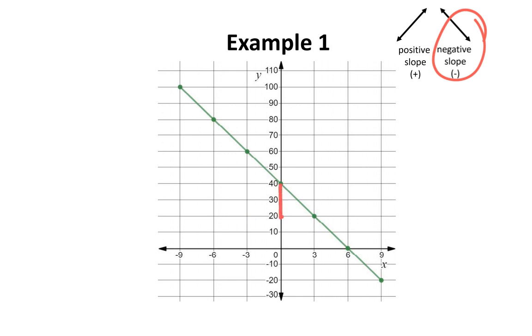I'm going to draw my triangle over here. The rise would be the height of the triangle, while the run would be the base of the triangle. The rise occurs between the numbers 20 and 40, which means the rise is 20. Meanwhile, the run occurs between the number 0 and the number 3, which means the run is going to be 3.